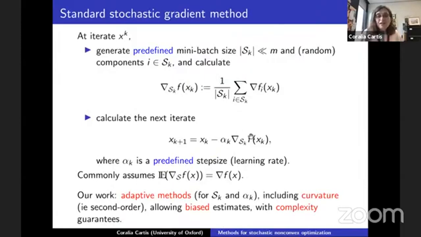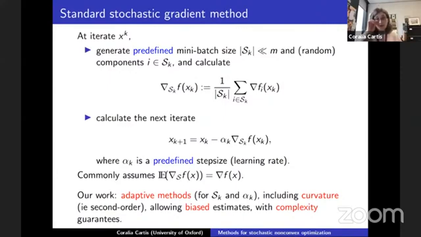So we have the well-known stochastic gradient, where I cannot afford to calculate the full gradient typically, so I just calculate a subset of the terms, a batch gradient: the gradient of a subset of the terms fi. Then I take typically just the steepest descent step for this batch gradient with some predefined learning rate. One commonly assumes that in expectation, this batch gradient is an unbiased estimator of the true gradient.